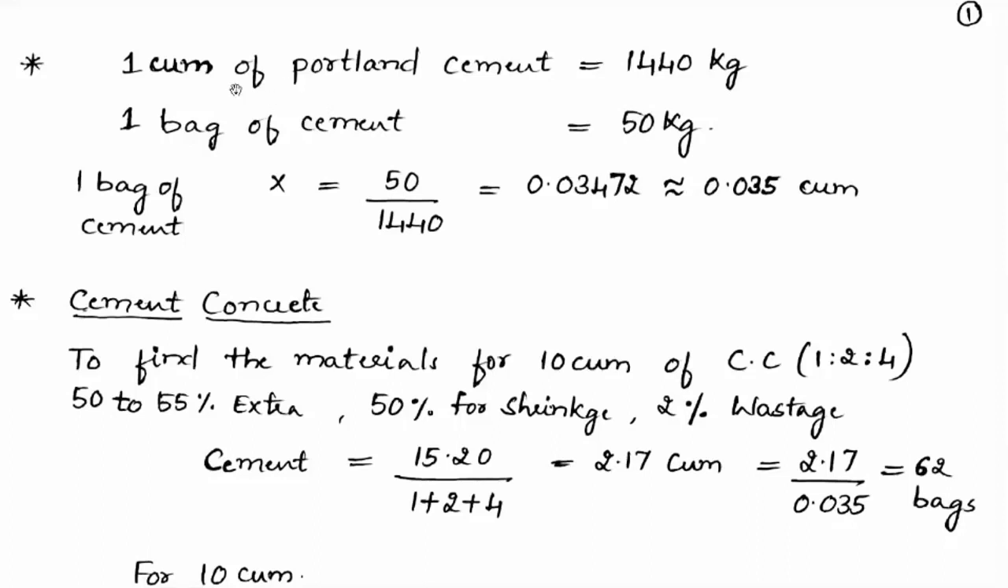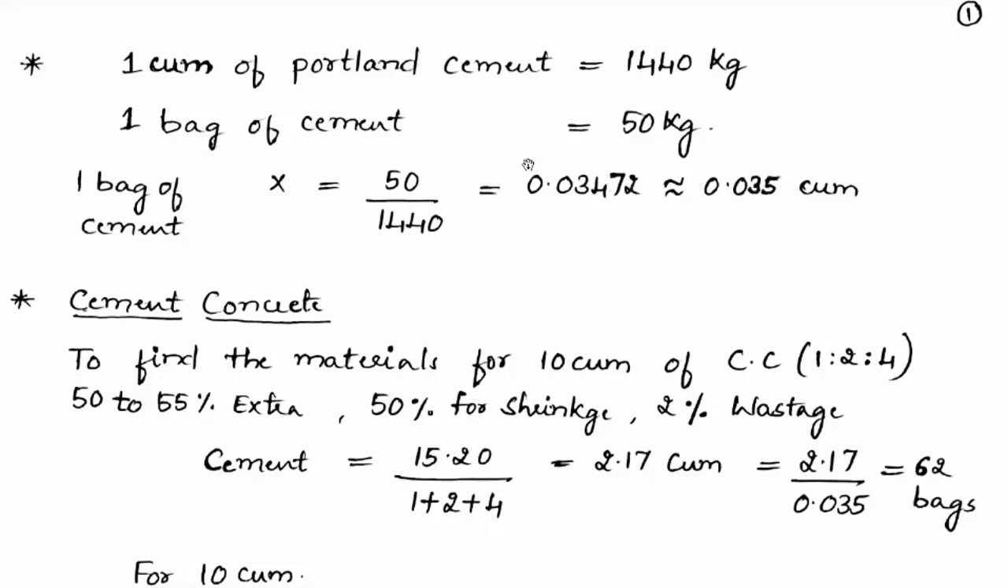You see here, 1 cubic meter of cement is equal to 1440 kg. 50 kg means how many cubic meters? If you cross multiply, I'll get the answer. One bag of cement, I will take it as X and cross multiply. Therefore 50 divided by 1440 will be equal to 0.03472 cubic meters. That means one bag of cement is equal to 0.03472 cubic meters, or sometimes we approximate it to 0.035 cubic meters.